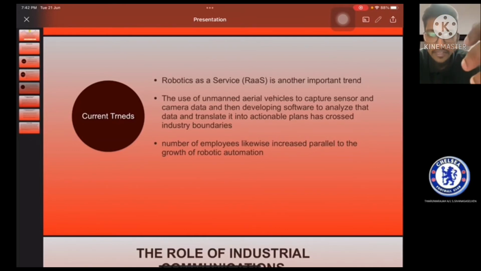The use of unmanned aerial vehicles to capture sensor and camera data, and then developing software to analyze that data and translate it into actionable plans, has crossed industry boundaries. Better and low-cost vision systems, particularly low-cost 3D vision, navigation, and mobility are enabling a variety of existing and startup companies. And finally, the number of employees likewise increased parallel to the growth of robotic automation.